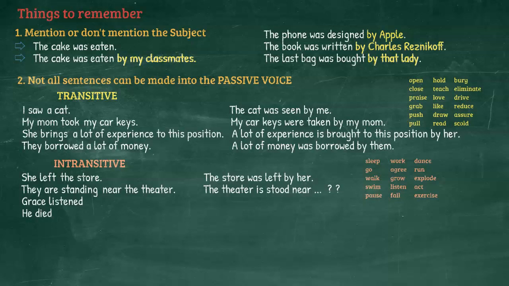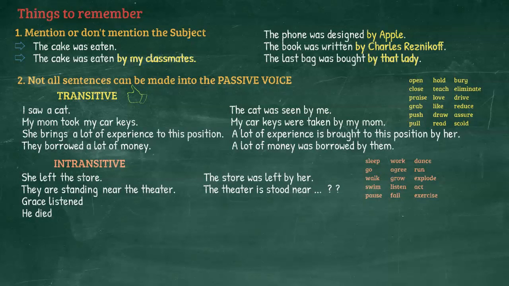In short, we can only turn sentences into the passive voice if they have transitive verbs. Otherwise, it doesn't work. My advice is not to memorize transitive and intransitive verbs, but just try to see if a sentence can be made into the passive voice. Your common sense will usually tell you if you are able to make a passive sentence or not.